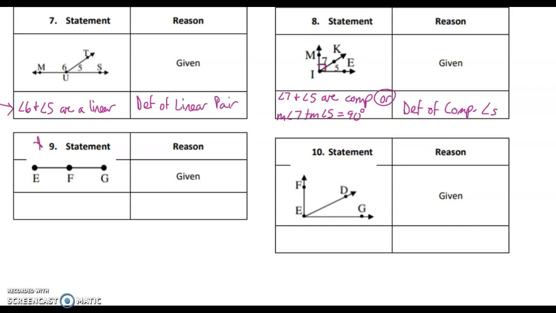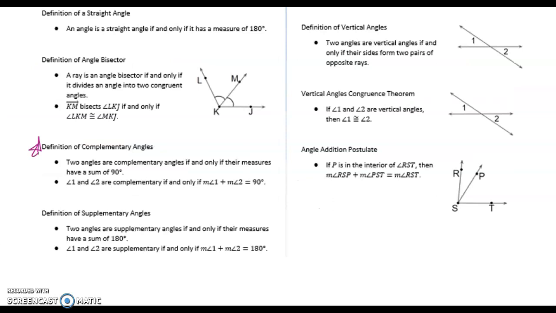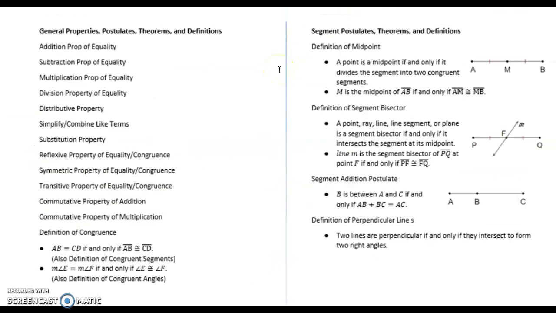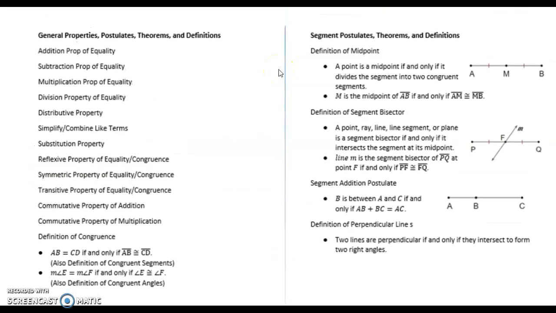Okay, let's look at 9. 9 is back to segments. So F is right here. Notice there are no congruence markings like this saying that they are congruent. Since we don't have those, we cannot use bisect or midpoint, because we don't have anything that says they are a midpoint, and we don't have anything that says they bisect. So those are out. Down here, our next option is the segment addition postulate, so we could use that.